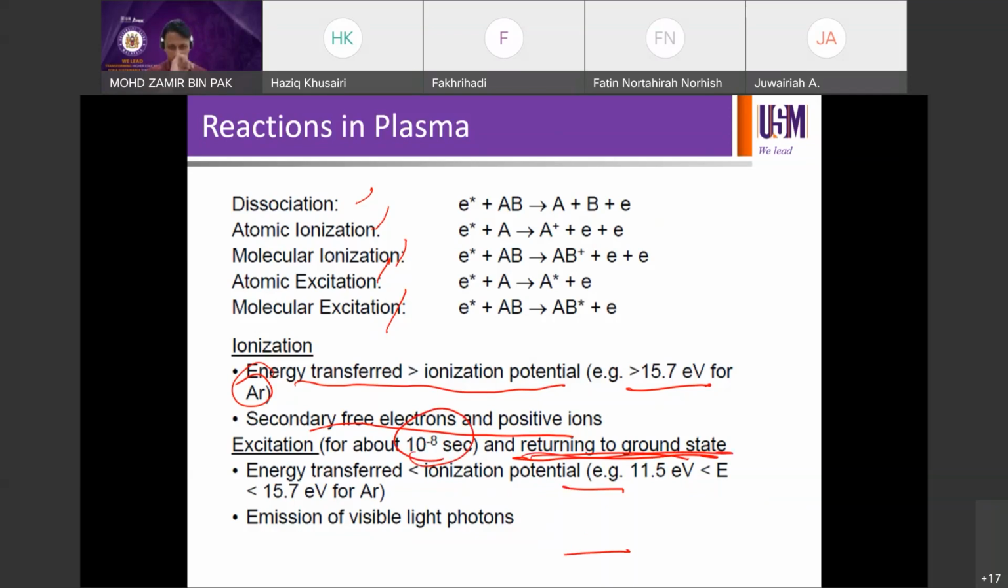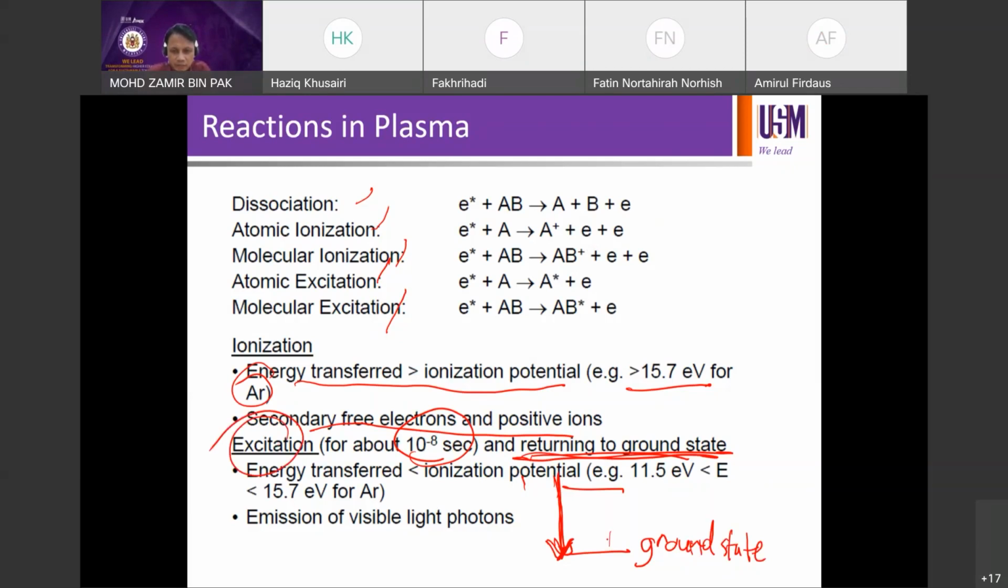And what happens when it goes down to the ground state? When your excited particle goes down to the ground state, what happens? What do you get? What do you call this process? Anyone? What do we call this process? Recombination. Returning to the ground. Amirul? Recombination. Yeah, recombination, right? So it's the opposite of excitation.